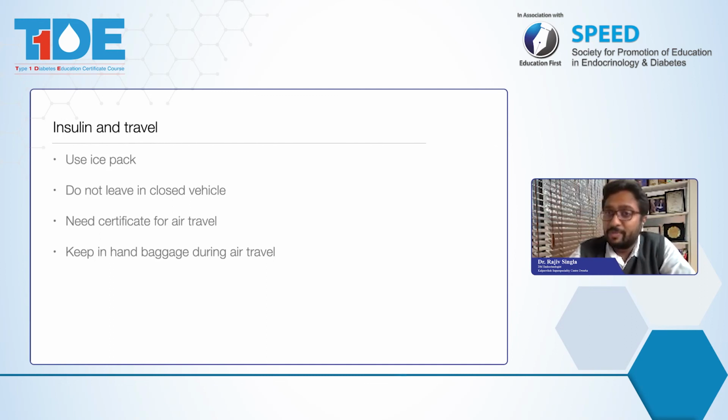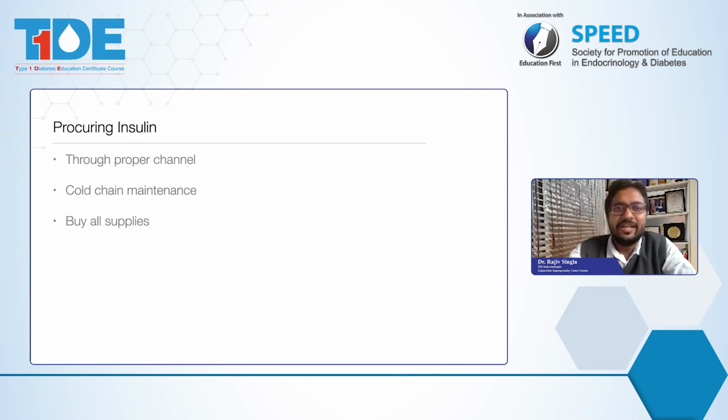We do not leave it in a closed vehicle, because in a closed vehicle in India specifically, your temperature can go even up to 48 degrees, 58 degrees, and things like that. People might need a certificate for air travel to take their insulin along, but nobody can stop anybody from taking insulin in air travel. While you are traveling by air, you need to keep your insulin in the hand baggage, never in the check-in baggage ever. Because in the check-in baggage, you do not know what kind of temperature is being maintained there. In the hand baggage, because we are sitting in the passenger cabin, the temperature is generally maintained. So we need to keep our insulin in ice packs and take it as hand baggage during the air travel.